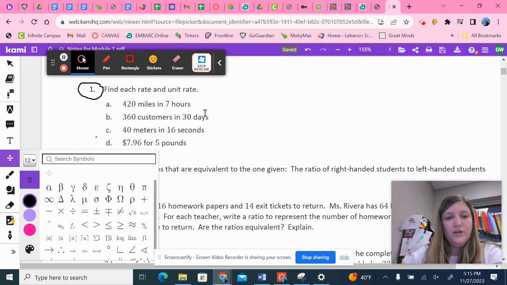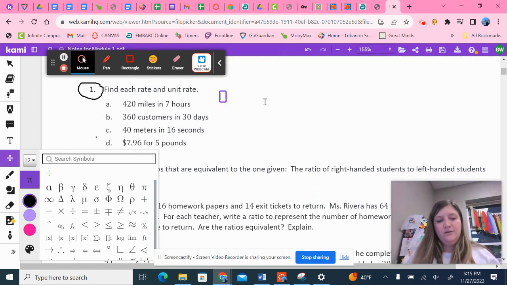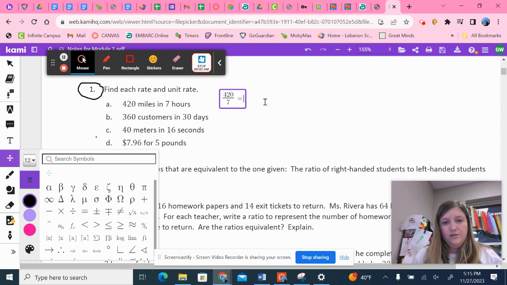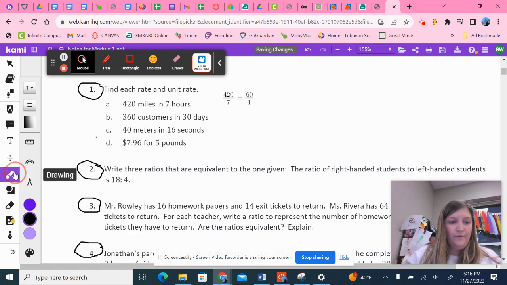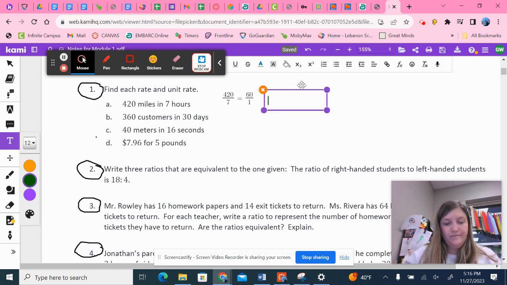So we have 420 miles per 7 hours. So 420 per 7. We want to get the bottom to be equal to 1, to be a unit rate. So what did I do to 7 to turn it into 1? Okay, if you said divide by 7, you're right. So whatever I do at the bottom, I must also do to the top. So 420 divided by 7, which should give me 60. So 60 miles per hour. Okay, so our unit rate here, if I write it in a sentence, is 60 miles per hour.